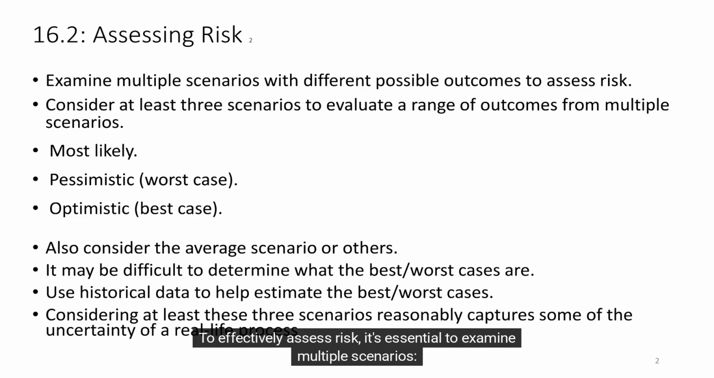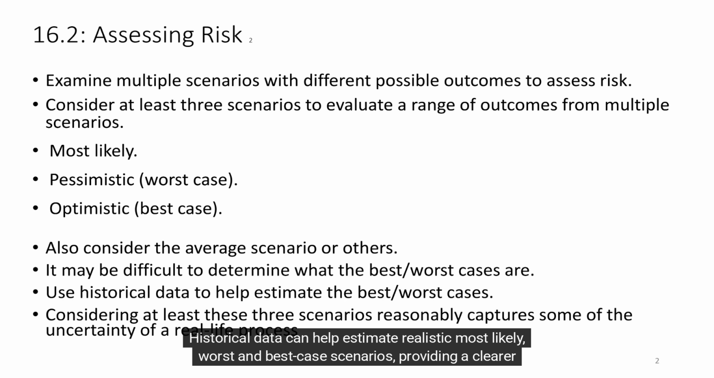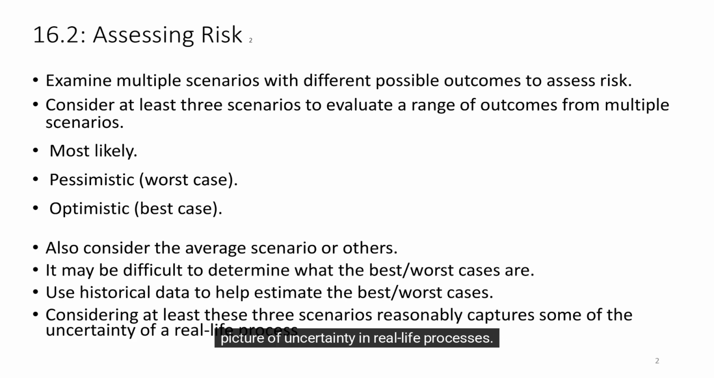To effectively assess risk, it's essential to examine multiple scenarios. The most likely scenario is the typical or average outcome. A pessimistic case is a worst-case scenario that depicts the lowest potential performance. An optimistic scenario is the best case with the highest potential performance. Historical data can help estimate realistic, most likely, worst, and best case scenarios, providing a clearer picture of uncertainty in real-life processes.